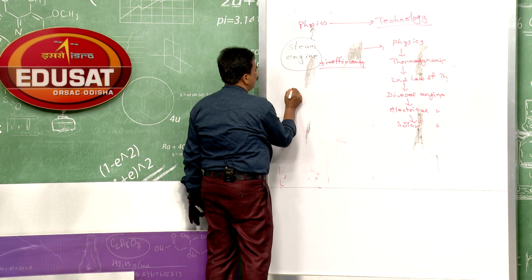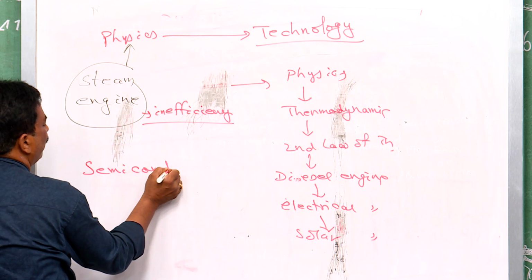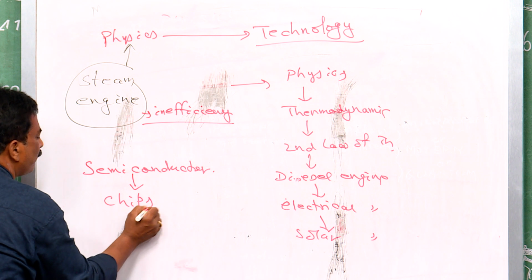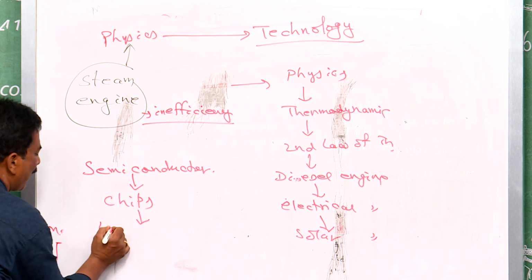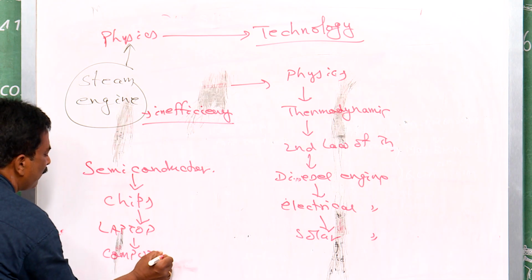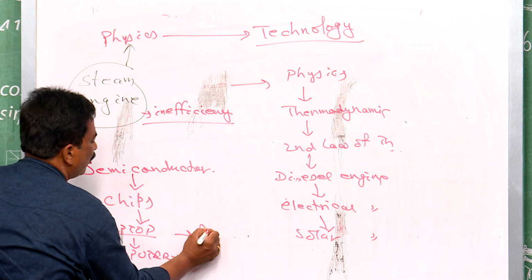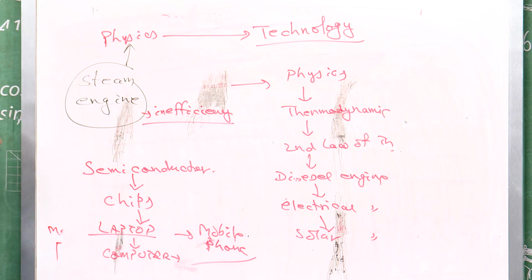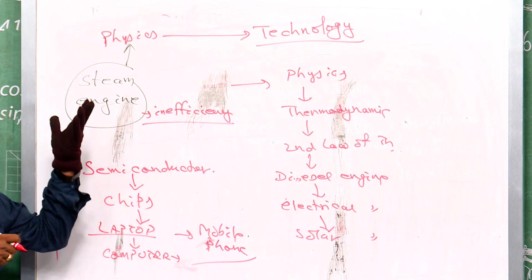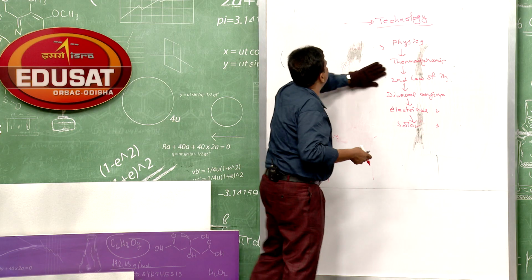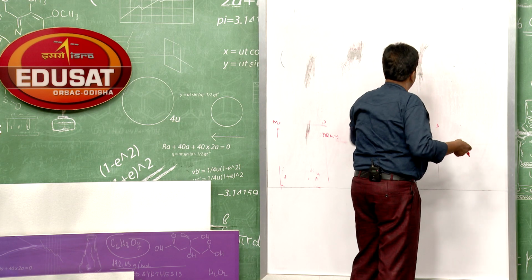Suppose you come to know about the semiconductor. This semiconductor deals with chips, and these chips make the laptop, computer. This is the desktop, this is the laptop, and mobile phones, etc. So this shows that if the technology is to be high, then the physics idea should be high. If the physics idea is high, it will lead to technology. So technology and physics are related to each other in parallel ways.